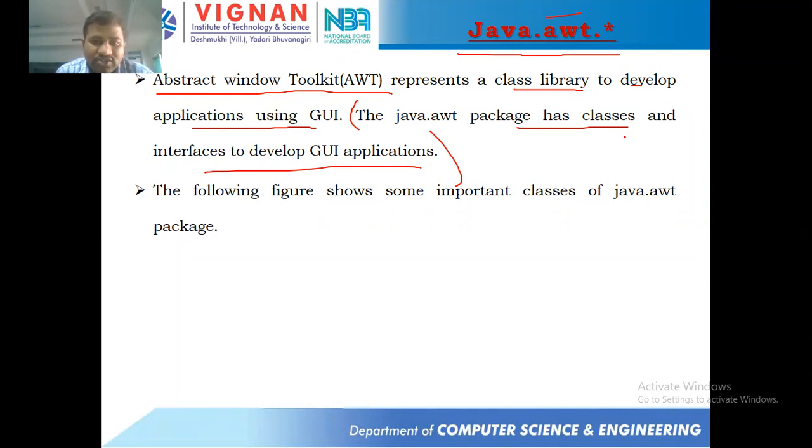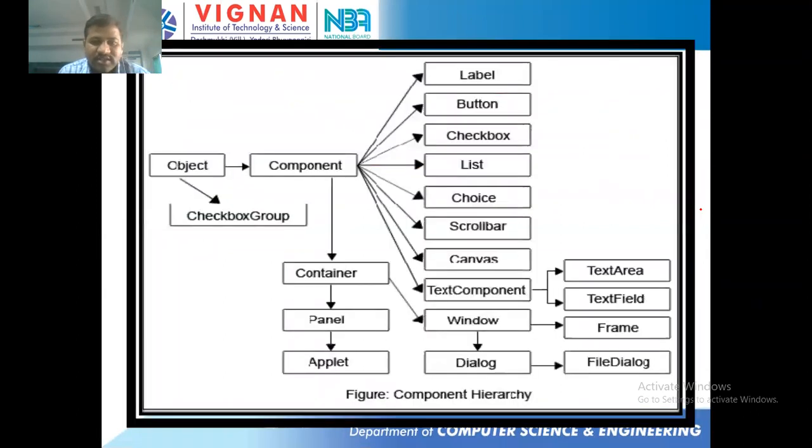So the following figure shows some important classes of the AWT package. We have the superclass of all classes, which is the Object class. To this Object, the direct subclass is the Component class. Just like in exceptions we have Object and then Throwable, and from Throwable we have Exception and then Error. Here also Component plays an important role.